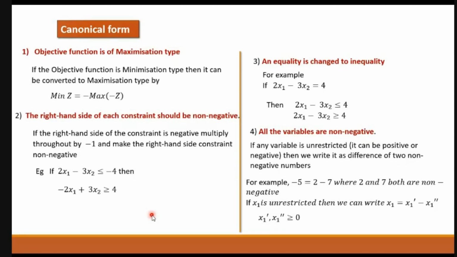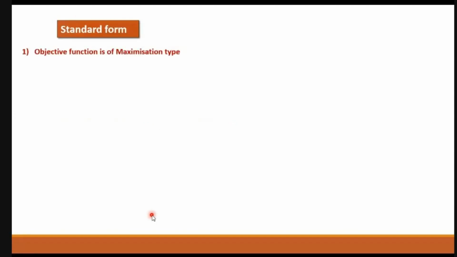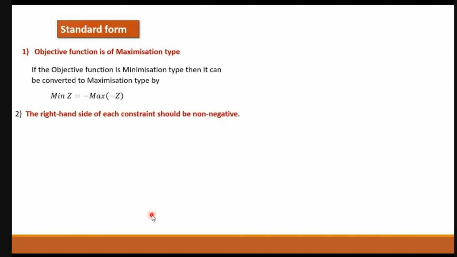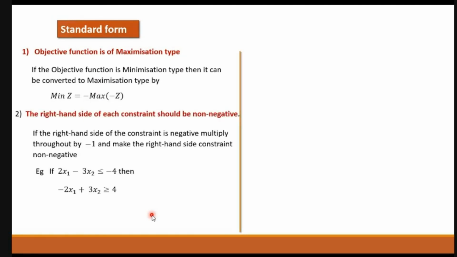Yes, ma'am. Okay. So we'll move to the standard form. Same है. First condition is same. Second condition is also same. Third condition, there is a change. All the constraints are expressed in the form of equations. वहां पे क्या था? We were having equations. We were converting those equations to inequalities. Here all the constraints we should express in the form of equalities or equations.